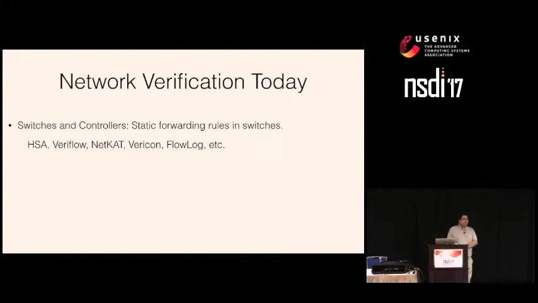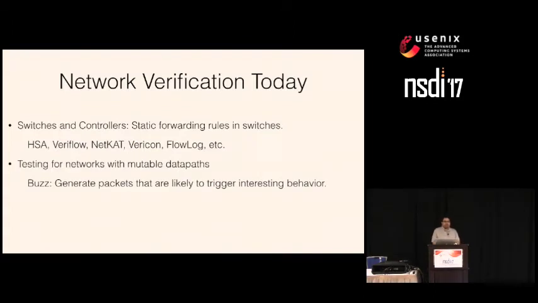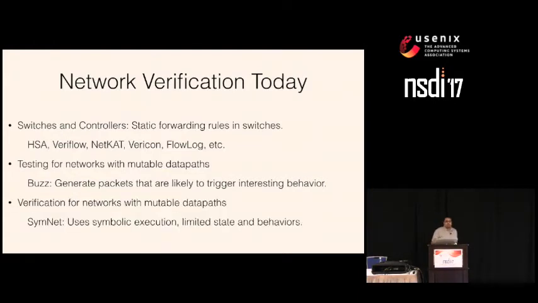More recently, last year, we had some work on testing networks with mutable datapaths. The idea here was you take some code and you use symbolic execution and other techniques to generate packets that trigger different code paths. And finally, we've had work on using symbolic execution itself to verify networks with mutable datapaths. That was published in SymNet, at SIGCOMM. But again, there are limitations to the kind of networks you can verify with this.